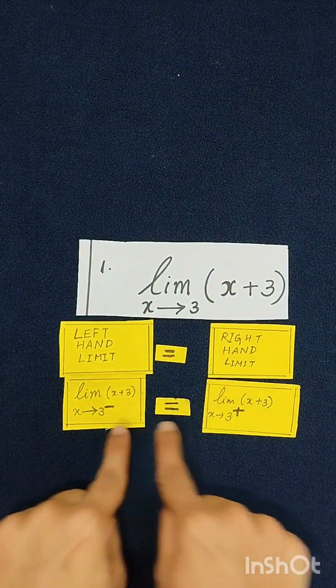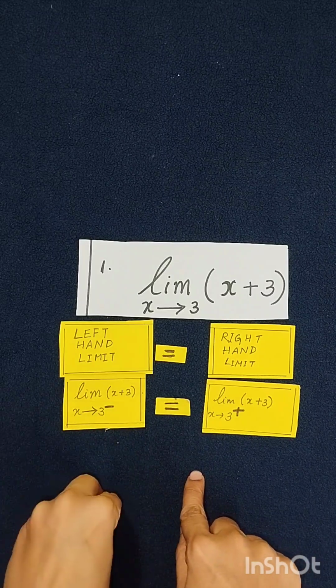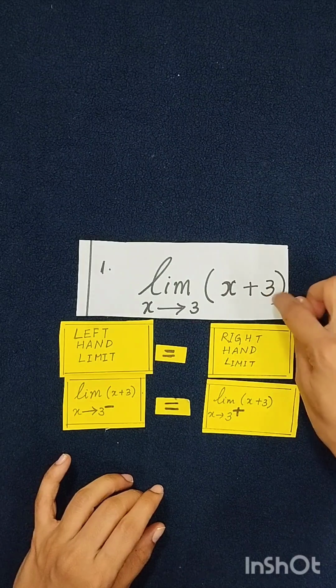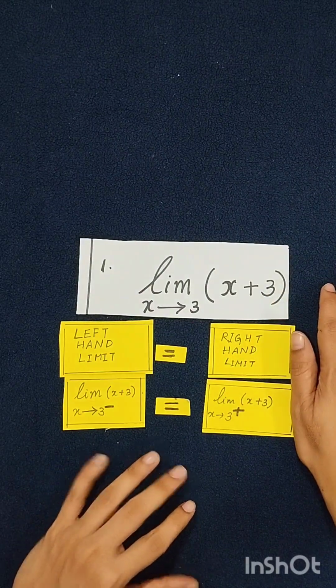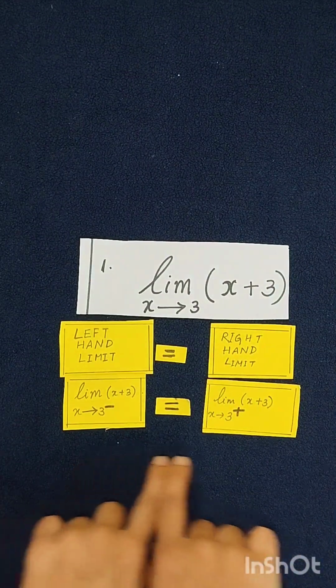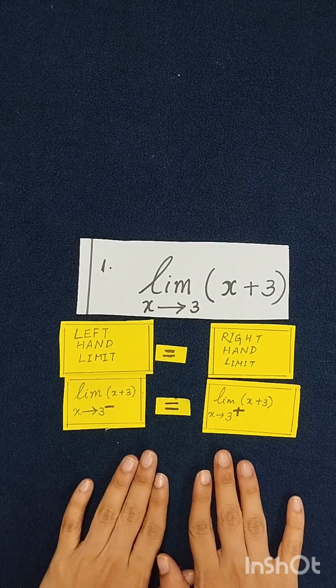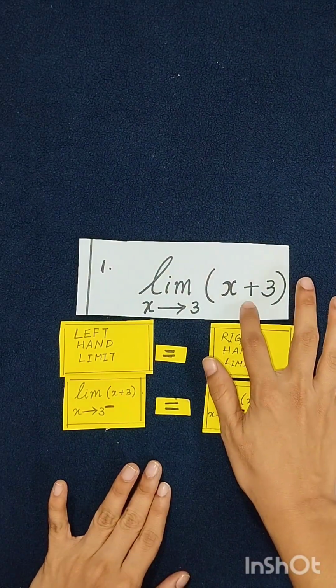And if they exist, the value we obtain from calculating the left hand limit and right hand limit will be the value of the limit. So we got the value as 6, right? That means 6 is the value of both the left hand limit and the right hand limit. So we will understand this by drawing x plus 3 in the graph.